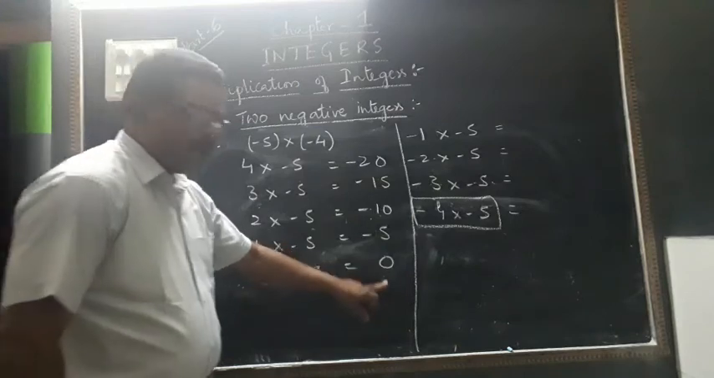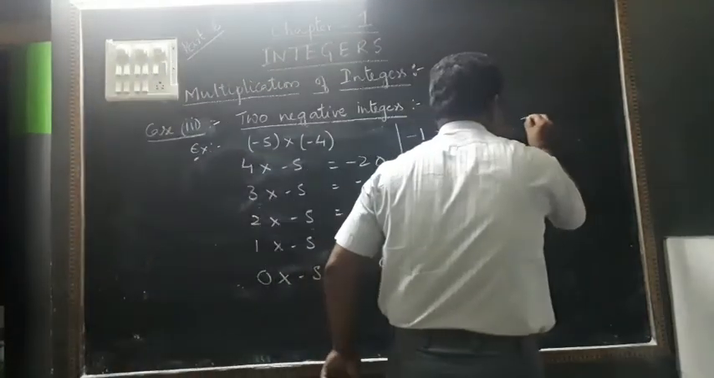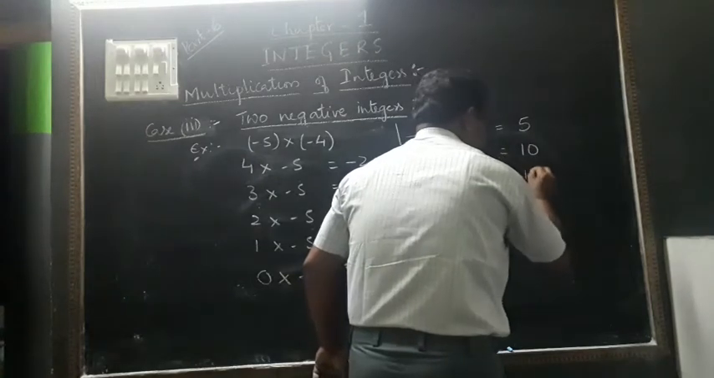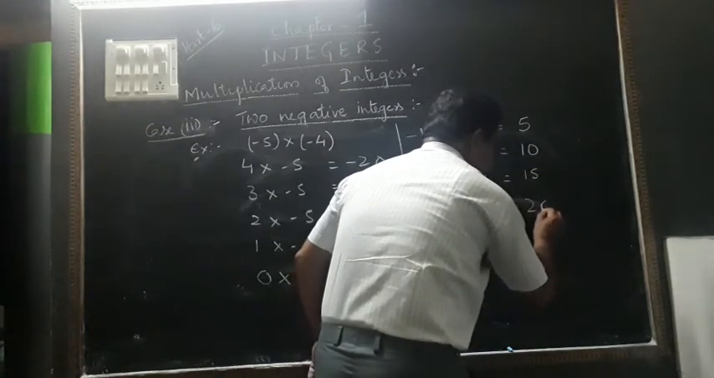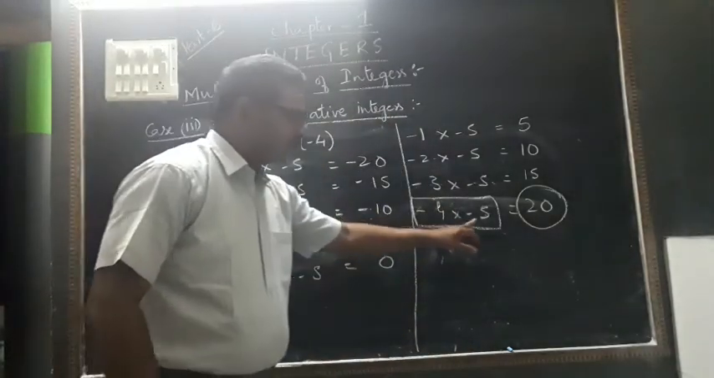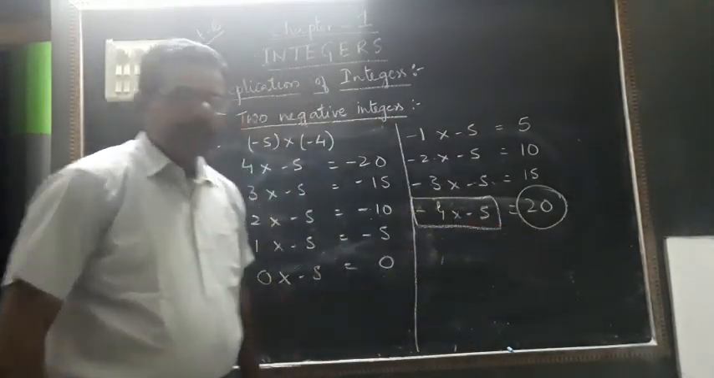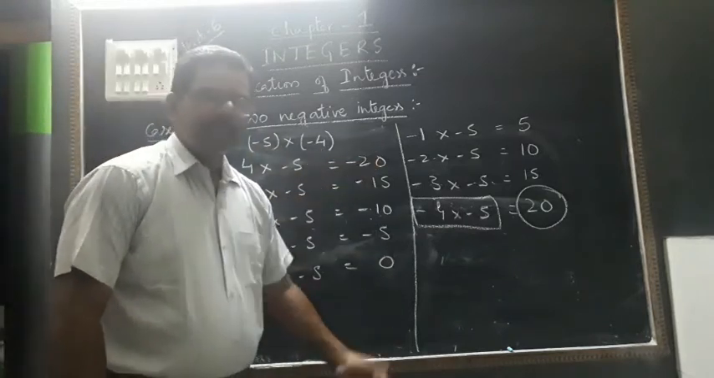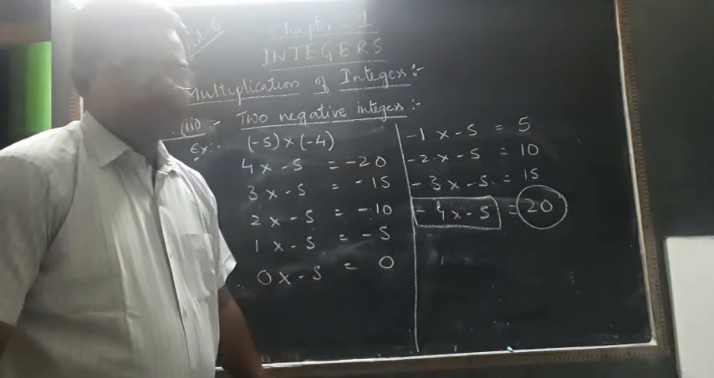So 0 plus 5 is equal to 5, and 5 plus 5 is equal to 10, 10 plus 5 is equal to 15, 15 plus 5 is equal to 20. So minus 4 into minus 5 is also equal to 20. That means the product of any two negative integers is equal to a positive integer.